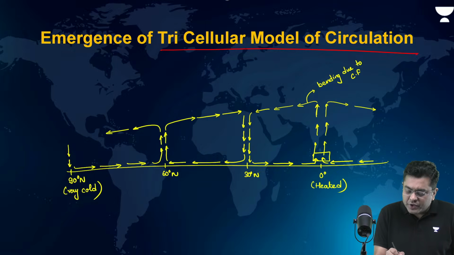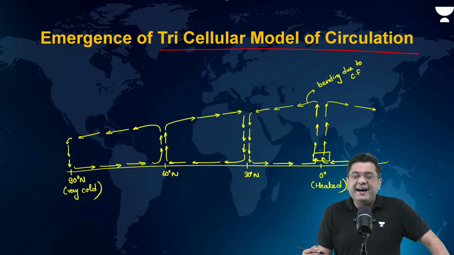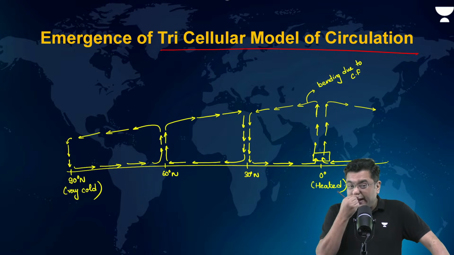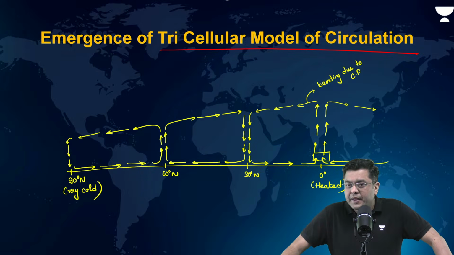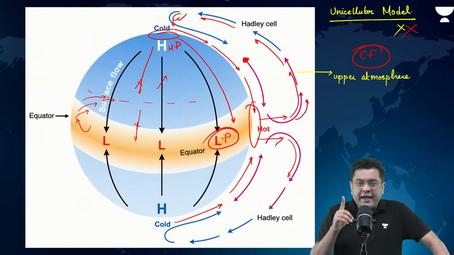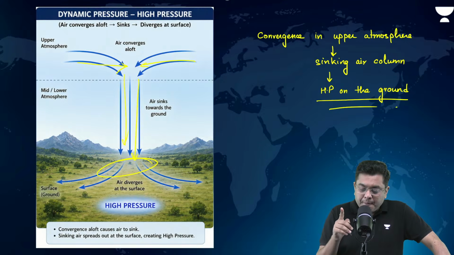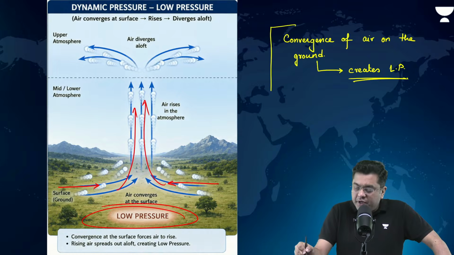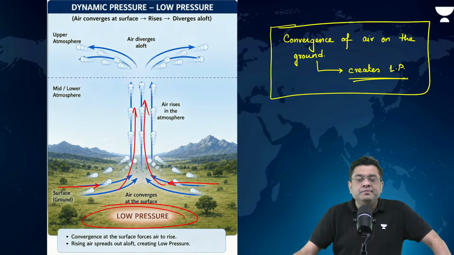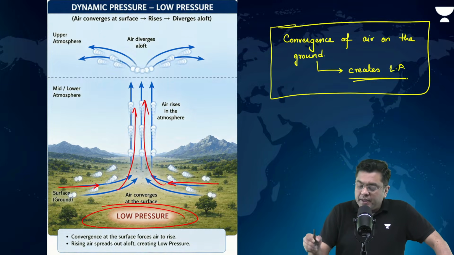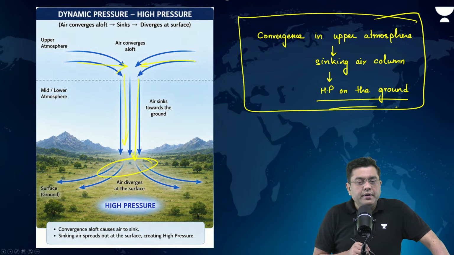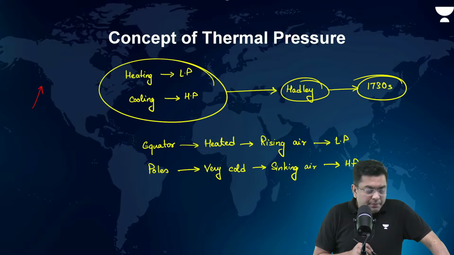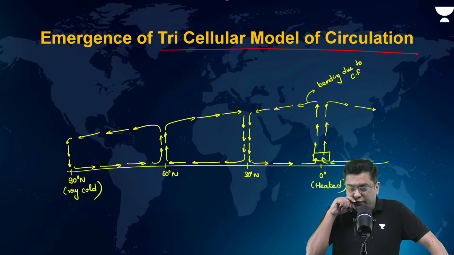Here you have divergence. And that is where you have the entire circulation which is achieved in the atmosphere. Now, here, I want you to again retain these. Convergence of air on the ground generates low pressure. Convergence in the upper atmosphere, high pressure on the ground. We retain this? Yes or no? Now, based on that, take a look at this.